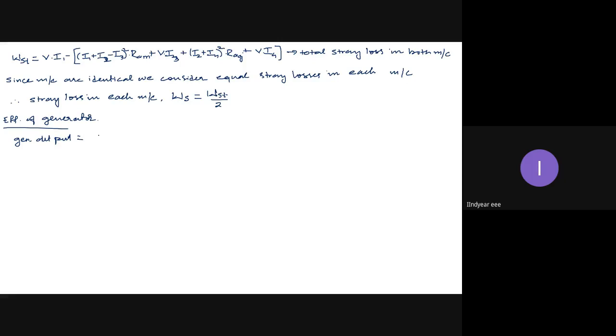Then generator losses. The generator losses, I will take this as WG, is equal to armature copper loss plus field copper loss plus stray loss. So what are the different losses in generator? Armature copper loss, plus field copper loss, plus stray loss.